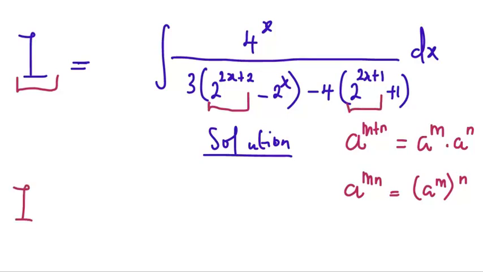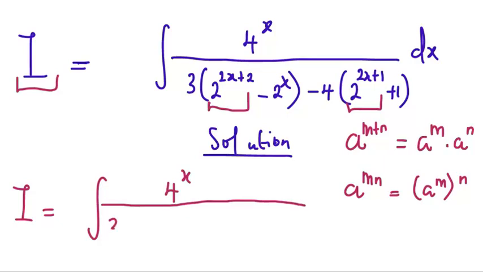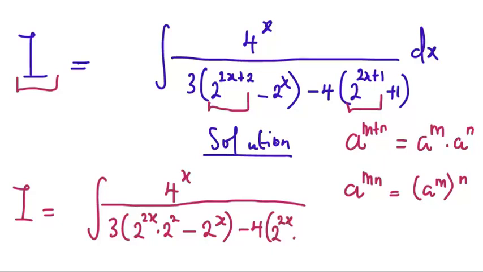So our I is going to be equal to the integral of 4^x divided by 3 into brackets, 2^(2x) multiplied by 2^2 according to the law of indices, minus 2^x, bracket close, and here negative 4 into brackets, 2^(2x) multiplied by 2^1, and then plus 1. And then we have our dx.